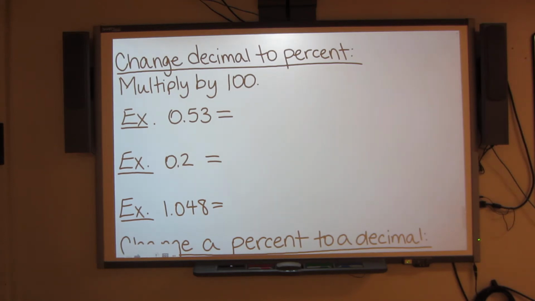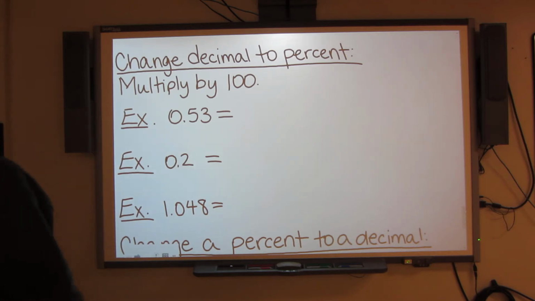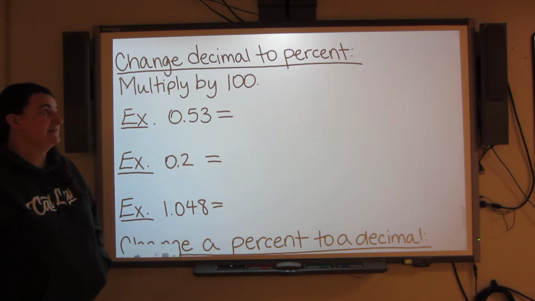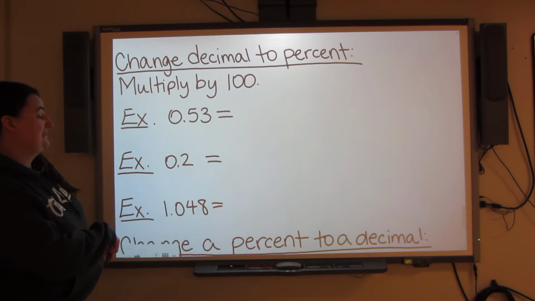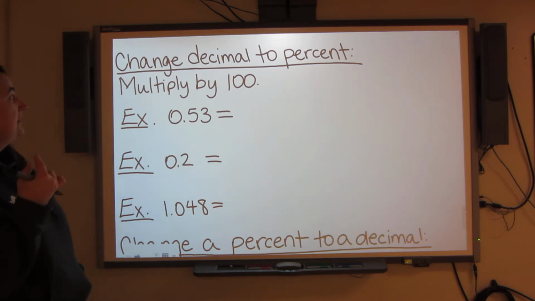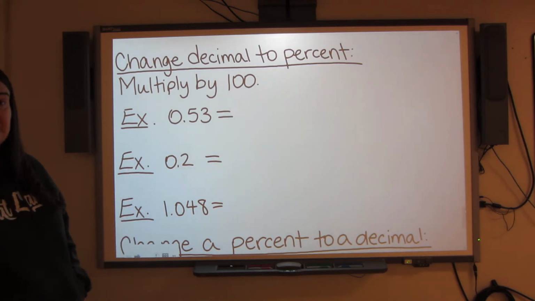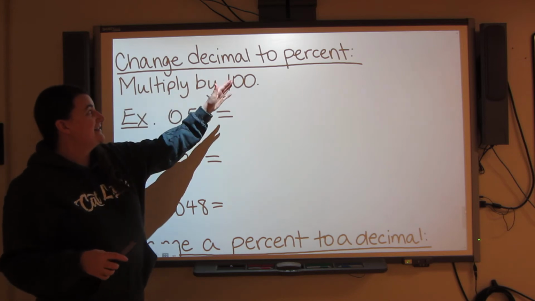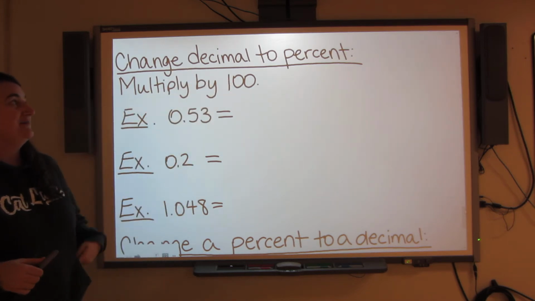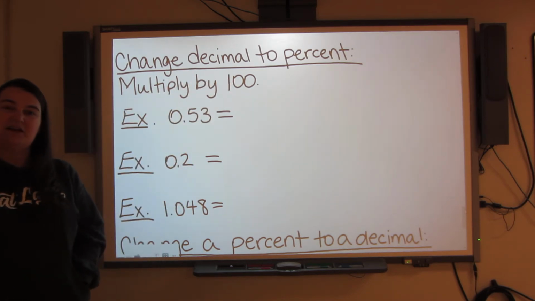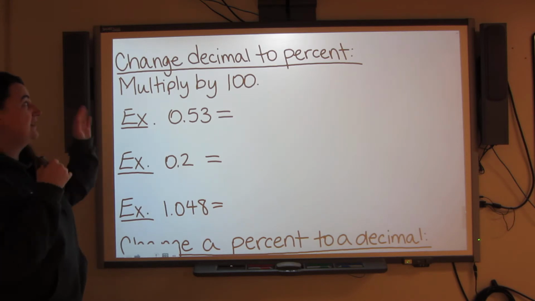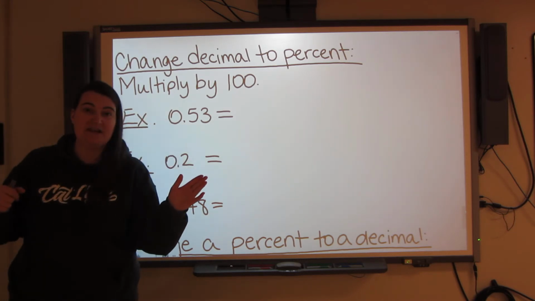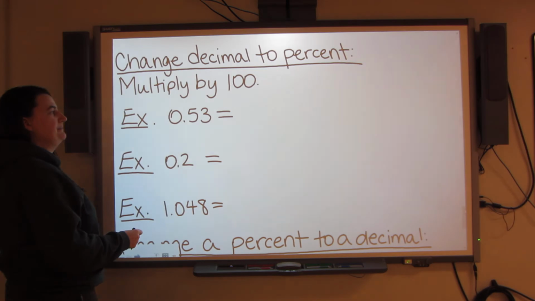All right, this is the last part of your percent math lesson, where we're going to be changing decimals to percents and percents back to decimals. So first, these ones are quite easy. Percents to decimals to percents, you're multiplying by 100. That's all you have to remember. When I look at a decimal and change it to a percent, I'm going to times by 100.